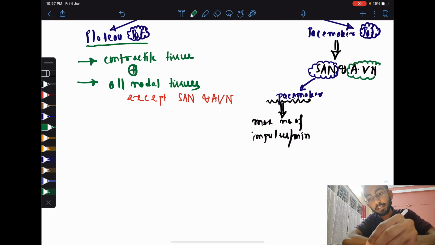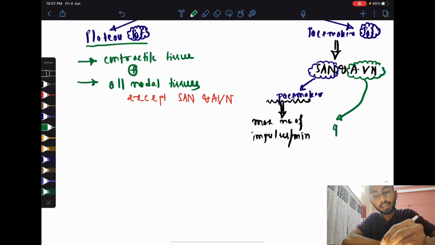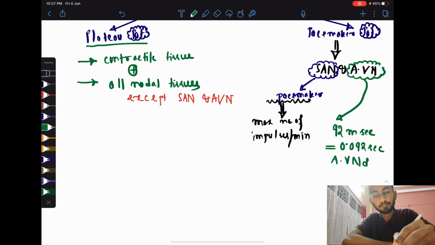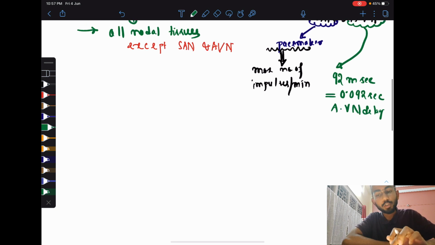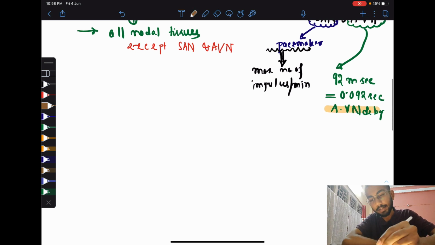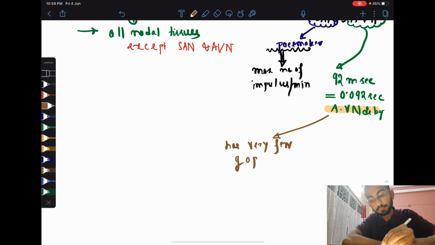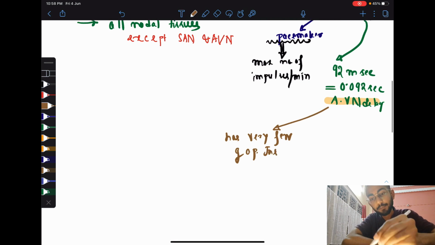Now guys, let me tell a very important fact about this AV node: it undergoes an AV nodal delay of 92 millisecond, which if we convert into second is 0.092 seconds. Now what is the logic behind this AV nodal delay guys? The logic is that AV node has very few gap junctions, right?